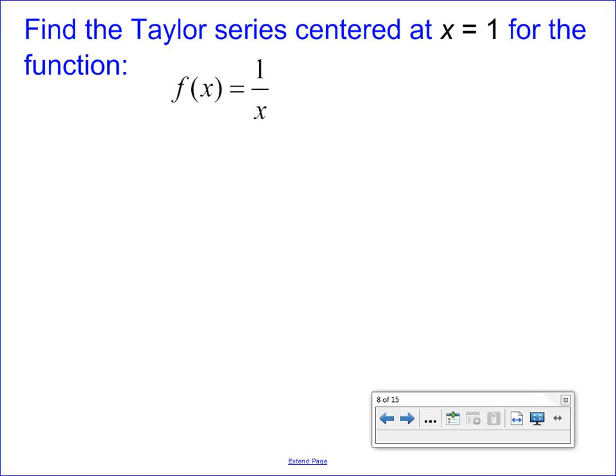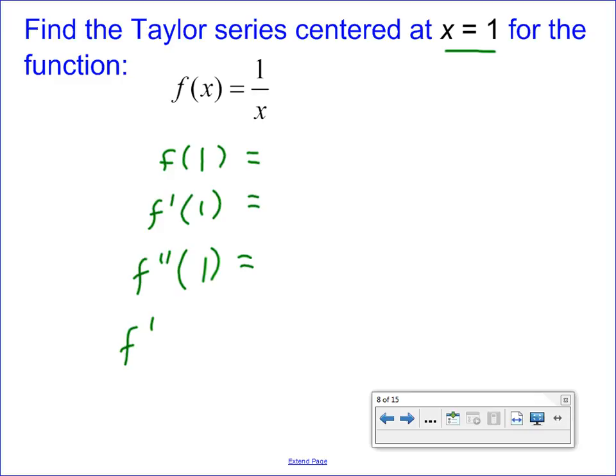So what do we need? Well, we need f of not 0 this time, but f of 1. We need f prime of 1. We need f double prime of 1. We need f triple prime of 1, and so on. We're hoping that we don't have to continue doing this until the 20th term to recognize a pattern. We're hoping that we can recognize a pattern so that we can stop, get the generalized nth term, and then write the Taylor series.